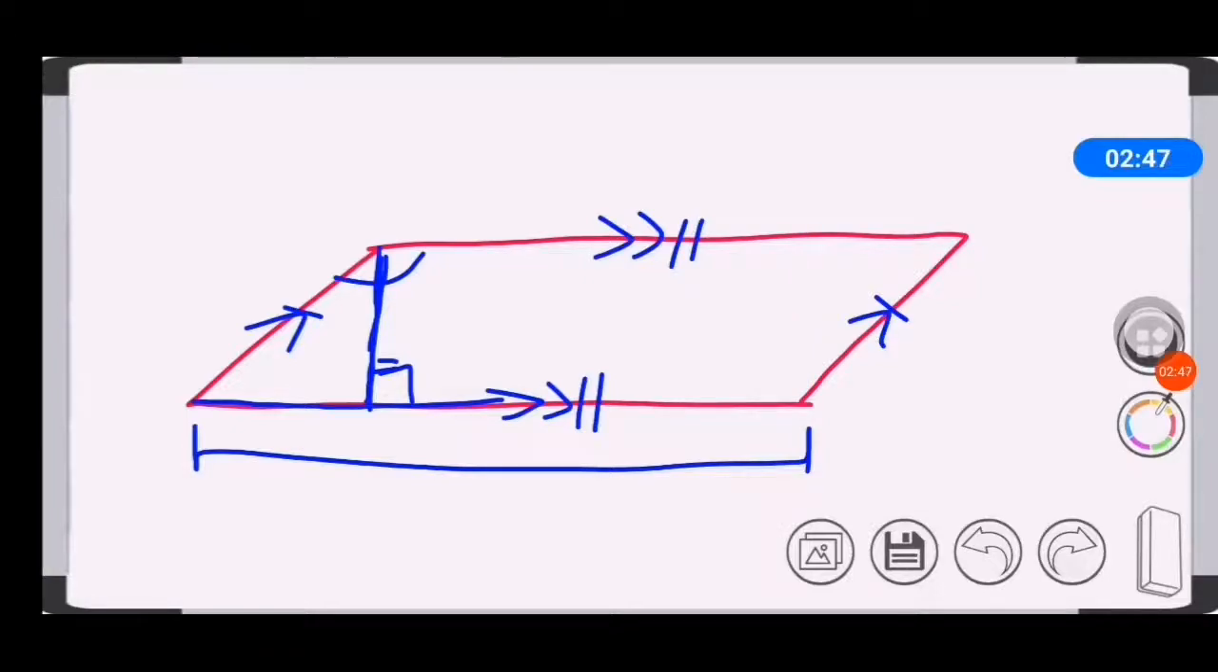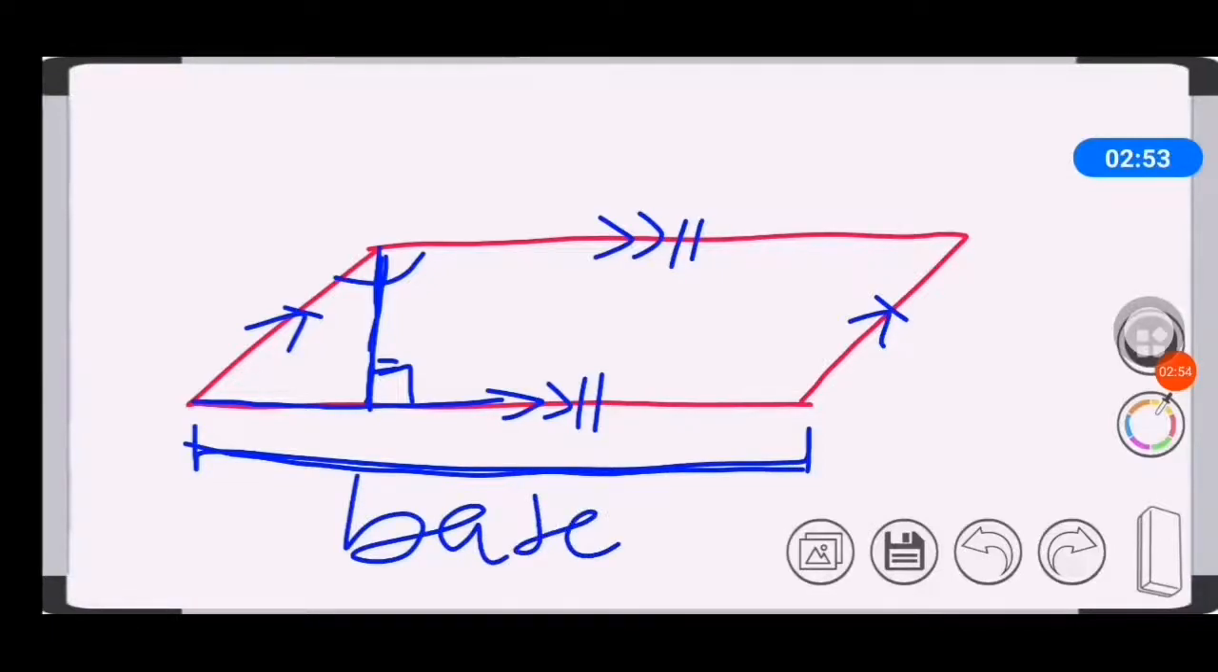To find the area, we need this base and we need the height h here, which is the same as the one I drew here. Either side can be used as the base to find your area. So in short, our area is going to be the base times the height. Using symbols, that is b times h. Let us look at some worked examples.